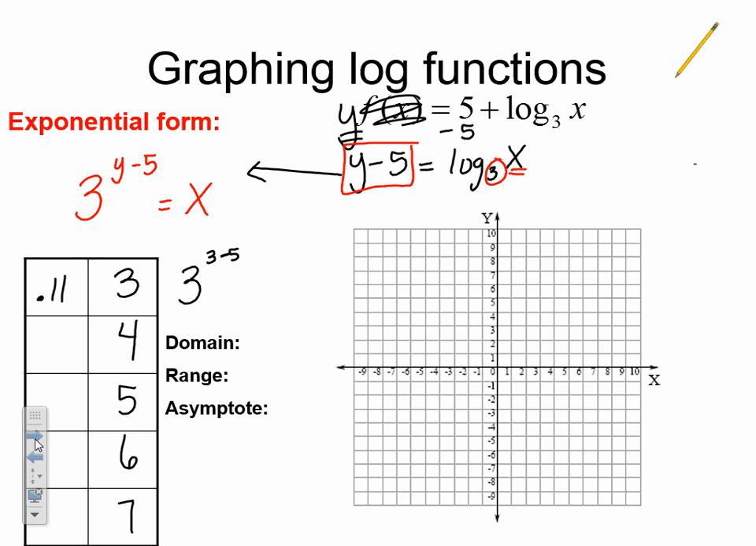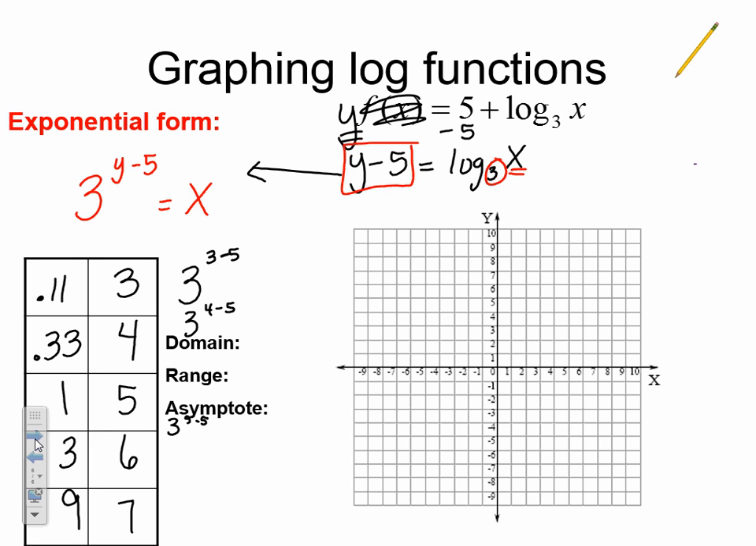And then the next one is 3 to the 4 subtract 5. That's the same thing as 3 to the -1 power. That's 0.3 repeating. And then the next one would be 3 to the 5 minus 5. That's 3 to the 0 power. That's 1. And then so on, plugging in those values and finding those numbers. And then we'll go ahead and make this graph.